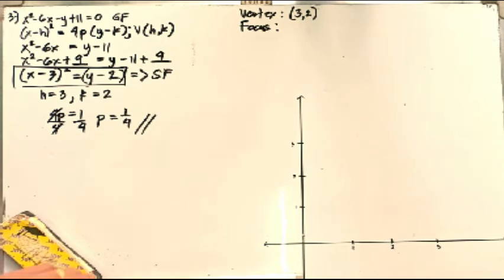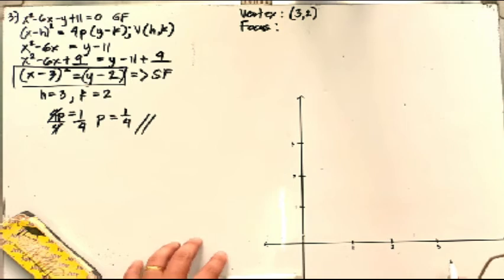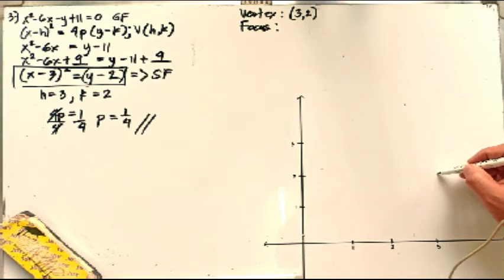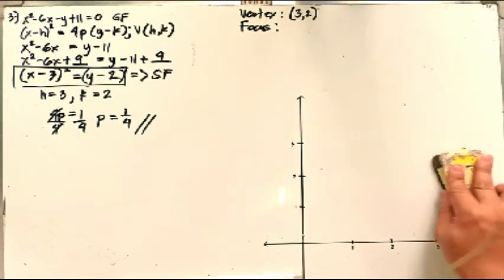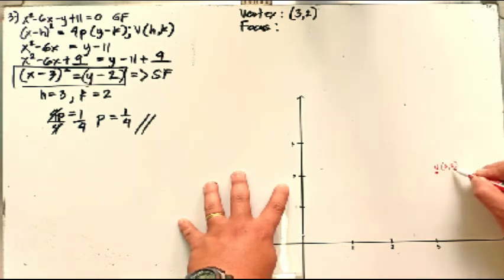Now, moving on, what then is the focus? To do that, let's try again to plot first the vertex of the parabola, (3, 2). We have 3, positive 3, positive 2. We are in the first quadrant of the Cartesian plane. This would be the vertex of the parabola, (3, 2). May I use the red marker for better visibility? So here, we have the vertex, positive 3, positive 2.